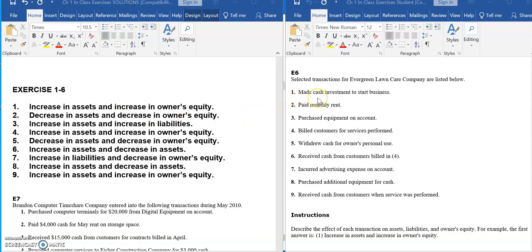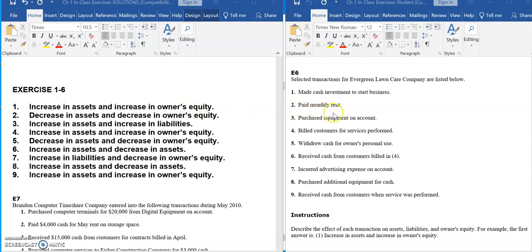Thus, if the assets increased, something else had to have happened. Some other account was affected. Assets increased, cash increased. It increased because the owner invested in the business. When an owner invests in the business, the owner investments increase, causing owner's equity to go up. So there's an increase in the assets and an increase in owner's equity.